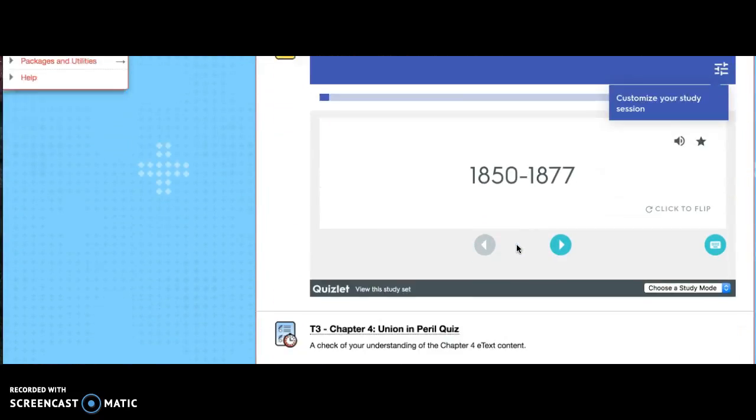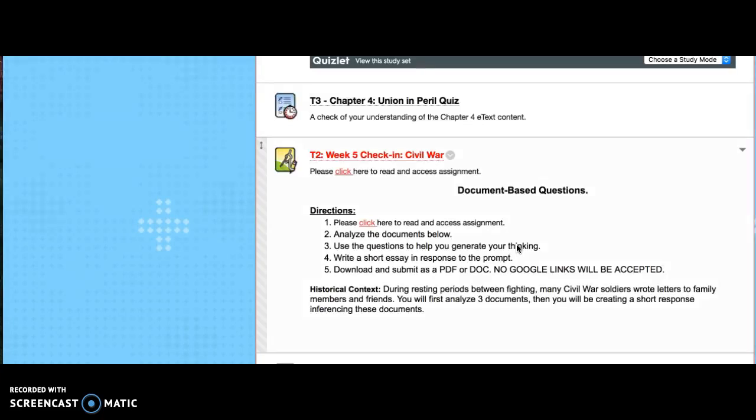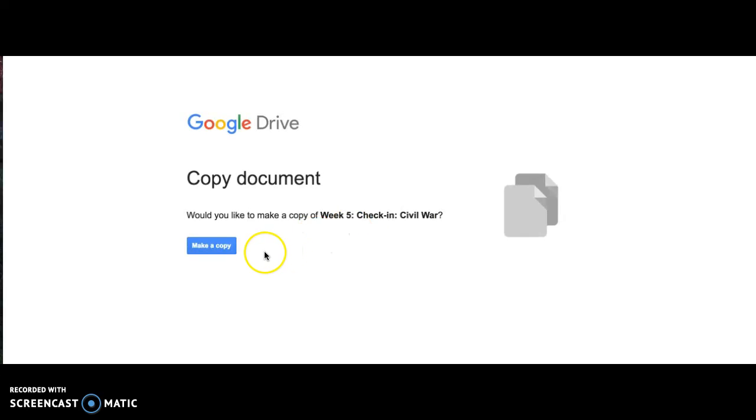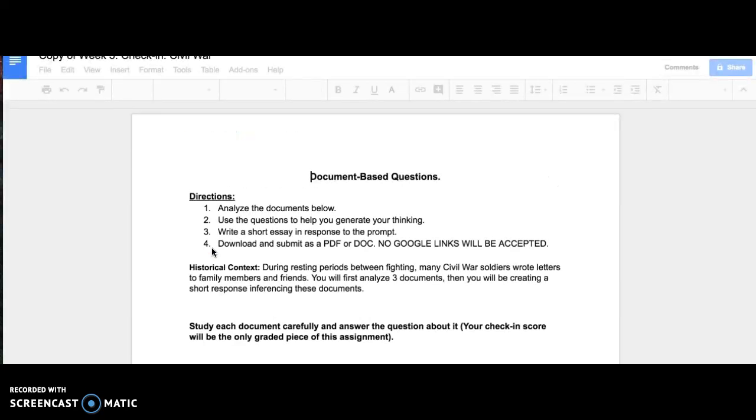And then you have a document analysis question. You have a DBQ coming up in the coming weeks, and this should help you practice how to write a DBQ. Last week you looked at documents and learned how to analyze them, so we've been working on gaining this skill. When you click here, it's going to ask you to make a copy. Click make copy, and then it's going to show you multiple documents.